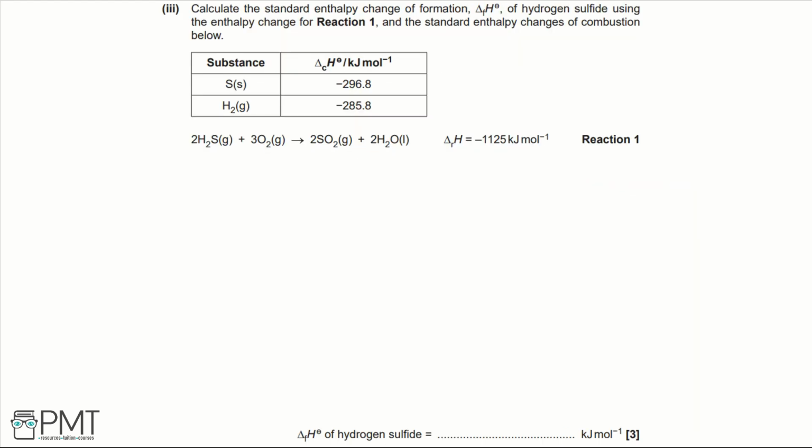Part 3. Calculate the standard enthalpy change of formation of hydrogen sulfide using the enthalpy change for reaction 1 and the standard enthalpy changes of combustion below. For this question, we've got to construct a Hess's triangle. So that means we're going to use our enthalpy changes of combustion to construct this triangle. So if we combust sulfur, we get sulfur dioxide. So that means we're going to have an arrow from 2S plus some oxygens, and that's going to produce sulfur dioxide. And so we write minus 296.8 times 2 for this arrow, because 2 is the stoichiometry.